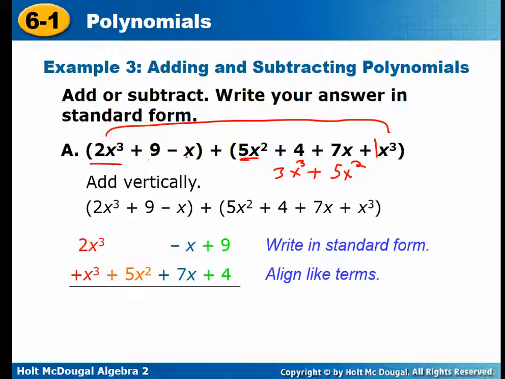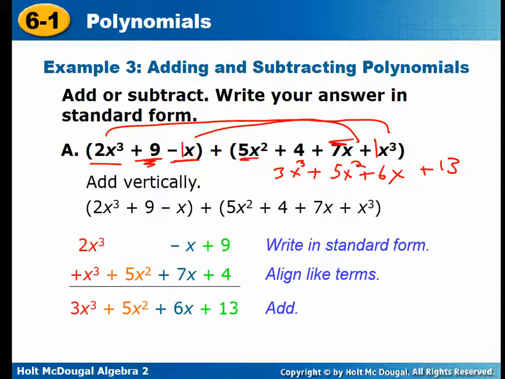And then are there any x's? I've got a minus x plus a 7x. So minus 1x plus 7x would be plus 6x. And then I need my constants. Here's a 9, here's a 4, I get a 13. But you're certainly welcome to write them vertically and color code and do it that way as well. You should get the exact same answer either way.